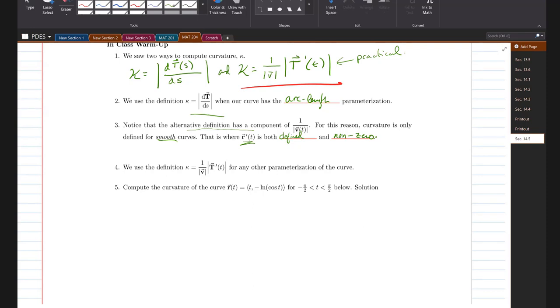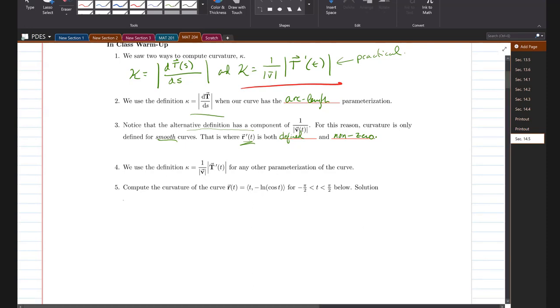So let's go ahead and do so. We're going to first compute r prime of t, which is the same thing as v of t. And that would be what in this case? Well, the derivative of the first component is 1. And the second component, the derivative of the natural log of something is 1 over that expression times the derivative of that expression. So it's going to be 1 comma tangent of t.